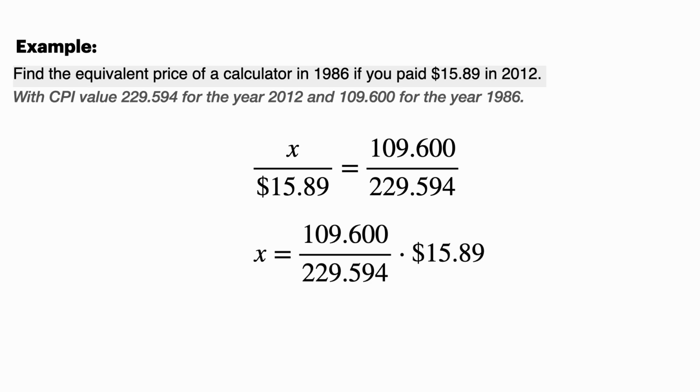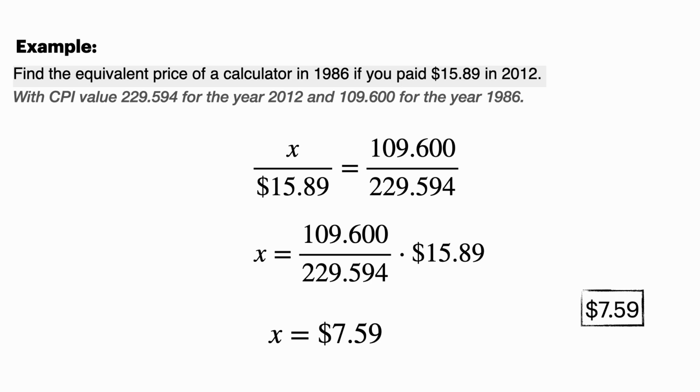Now, we just need to solve for x, and we should be able to find our value. I'll multiply both sides by $15.89. When I do so, I find $7.59. Now, do I think that the price of calculators has followed inflation? I do not. Technology, for the most part, works on its own system. It doesn't really work with inflation in that way. So the price of a calculator in 1986 would be much, much more.